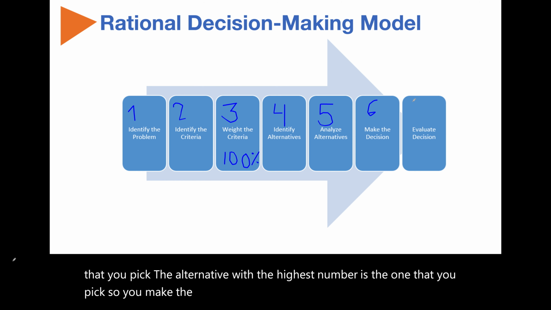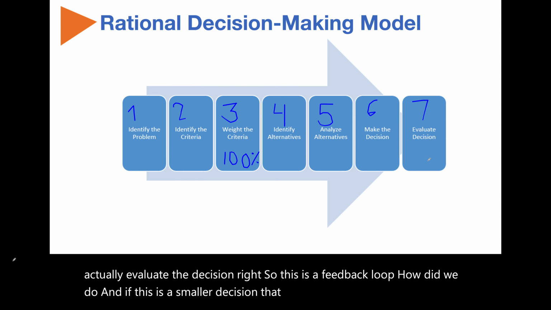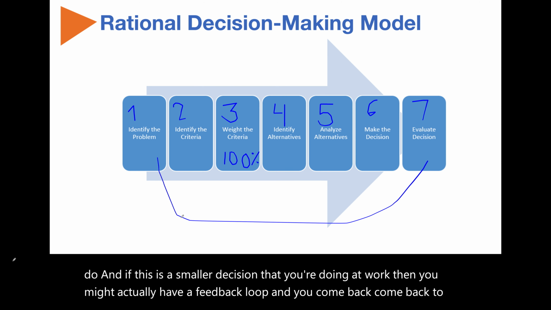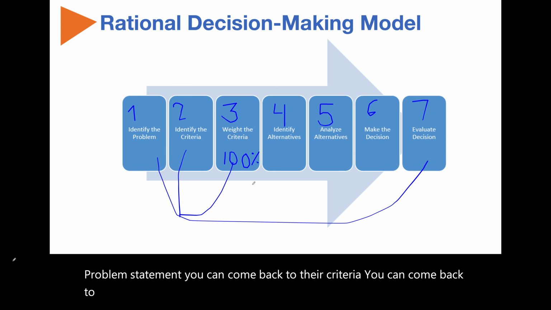Here we make the decision, and then we actually evaluate the decision, right? So this is a feedback loop. How did we do? And if this is a smaller decision that you're doing at work, then you might actually have a feedback loop, and you can come back to the problem statement, you can come back to the criteria, you can come back to the weight of the criteria, etc. A house purchase is different, right? It's unlikely that we will continuously go back and buy different houses, right? So it depends on what it is that you are solving for.